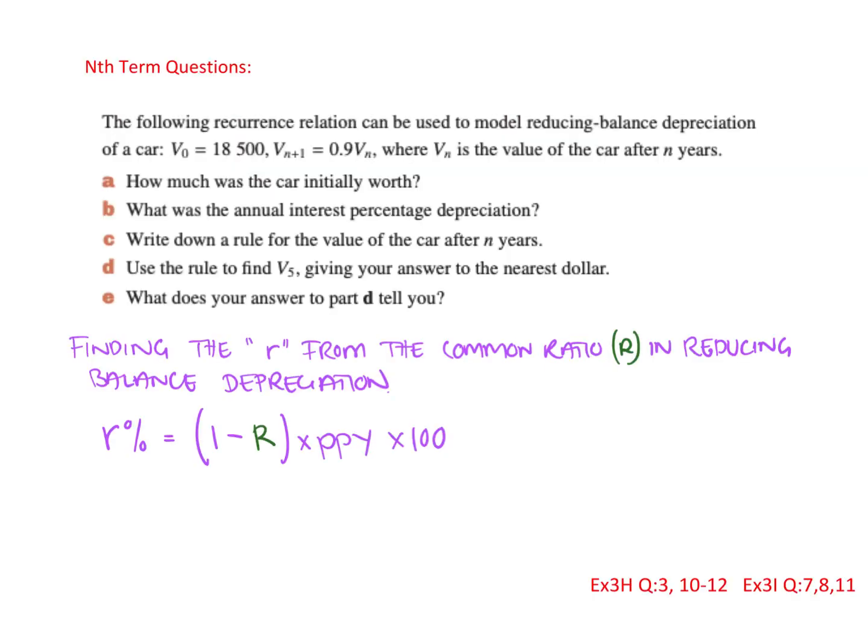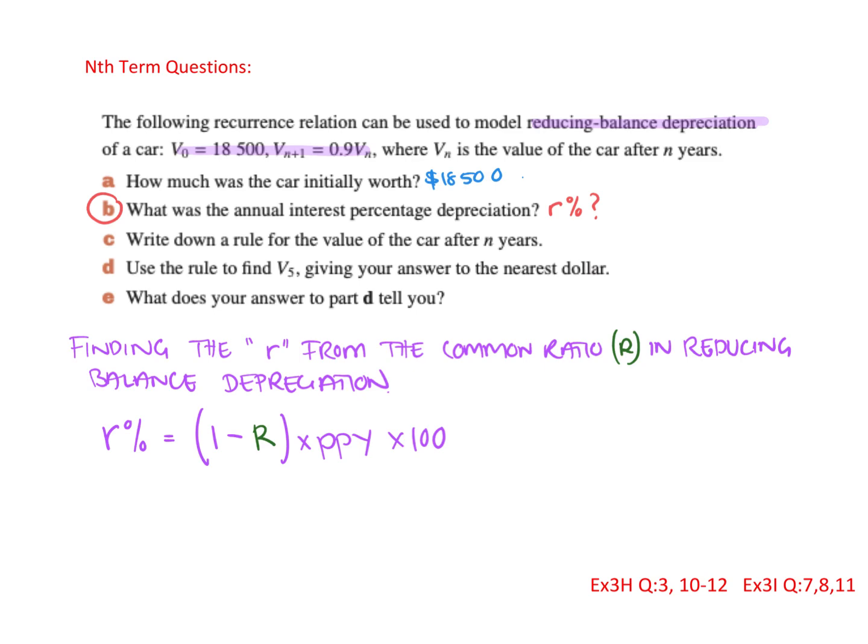Okay, so the following recurrence relation can be used to model reducing balance. So you've got reducing balance, and you've got a car, and here it is. So you've got a car that was originally worth 18,500 and so on. So let's just quickly do these questions. How much was the car initially worth? Yeah, 18,500. Now it's this question here, which came up yesterday as well in our compound. It says, what is the annual interest percentage rate of depreciation? So really what they're asking is, that little r is the question.